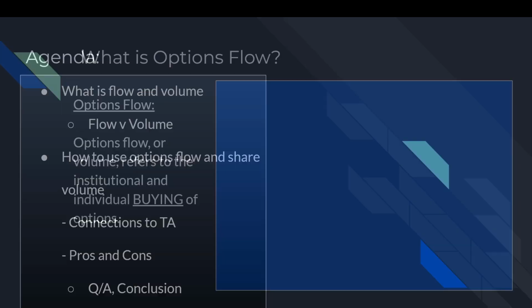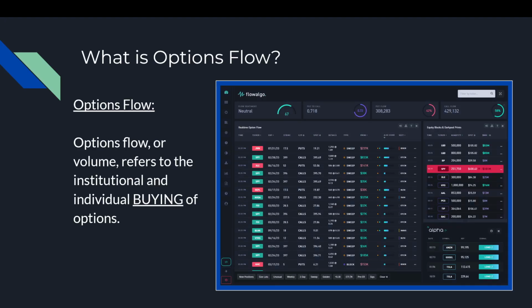So jumping right in here. What is options flow? Options flow or volume refers to the institutional and individual buying of options. So looking over here to the right, we have Flow Algo. This is just one of many options flow algorithms that you guys can get. There's some like Quant Data, Flowtopia, Unusual Whales, any of those big names that you usually see on Twitter, Cheddar Flow. They all cover the same thing. It just costs money to access this information, so that's why there's so many different brands. They all tell you the same thing. This is just the one that I use.